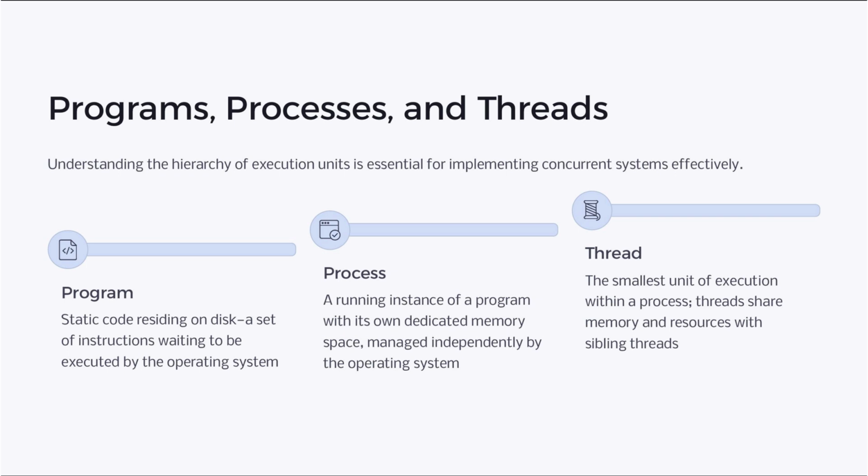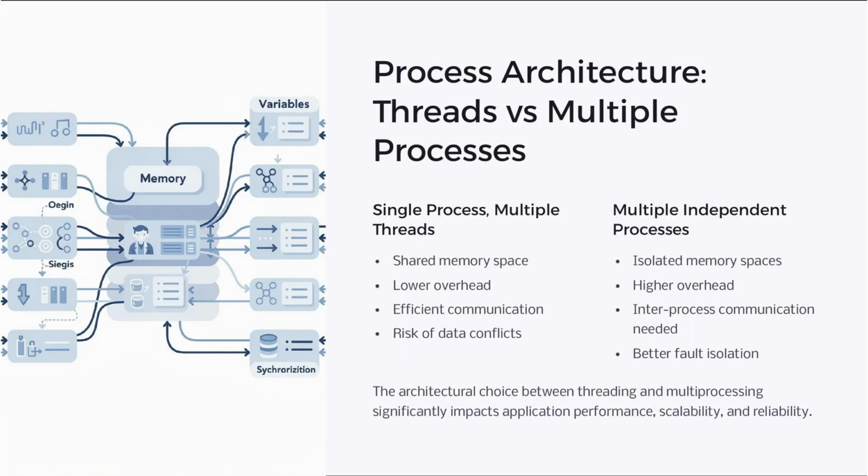In process architecture, a single process with multiple threads offers shared memory space, lower overhead, and efficient communication, but risks data conflicts. Conversely, multiple independent processes have isolated memory spaces, higher overhead, and require inter-process communication, yet provide better fault isolation. The choice between threading and multiprocessing affects application performance, scalability, and reliability.